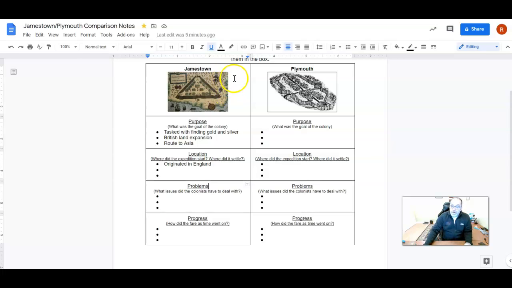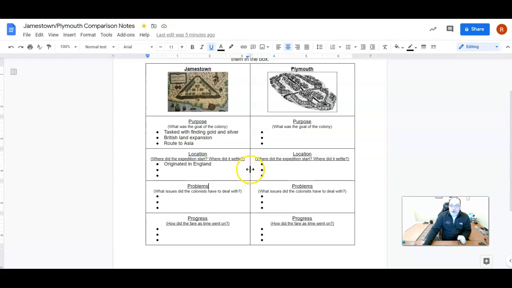All right, boys and girls, let's go ahead and sew that up. We're going to spend a few minutes. Let's go over some of the bullets that you guys found. All right, so we can go through the purpose, the locations, the problems, and progress. Okay, and we'll pull out all the good stuff that you guys did, both in groups and individually, before we move on to Plymouth. All right, everybody's graphic organizer on the left-hand side should be completely full now, okay?